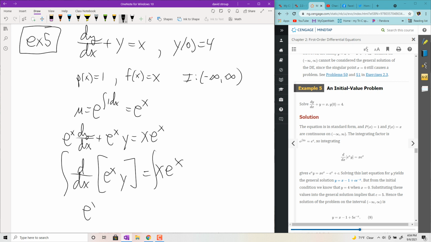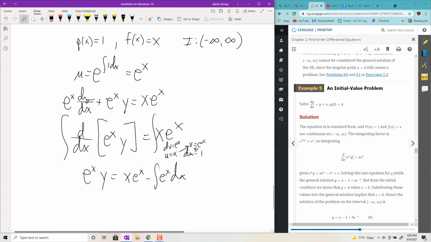Integrate, so I get e to the x times y equals by parts. So again, u is x, dv is e to the x dx if you wish, and then v is e to the x, and du is 1 dx. So it's x e to the x minus the integral of e to the x times 1 dx. And then that should give us our general solution. So x e to the x minus e to the x plus c.